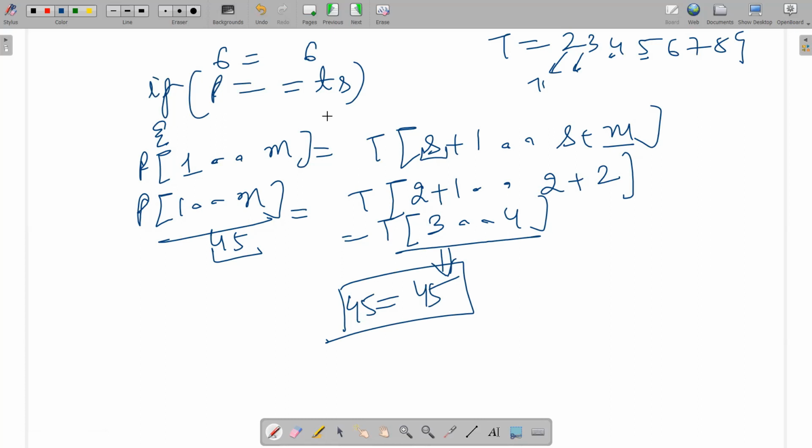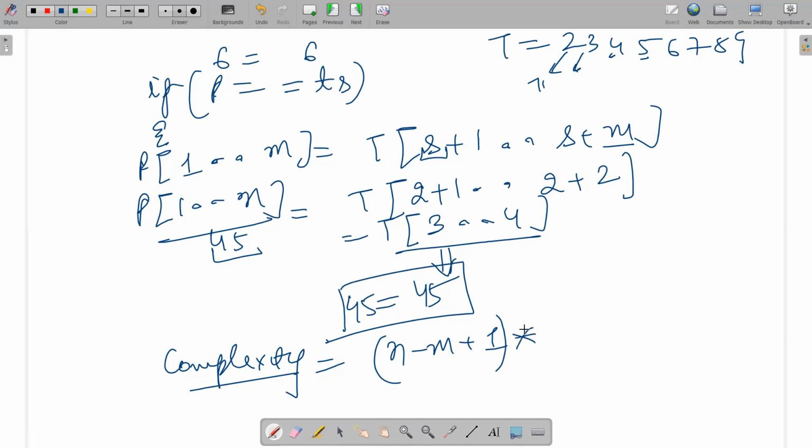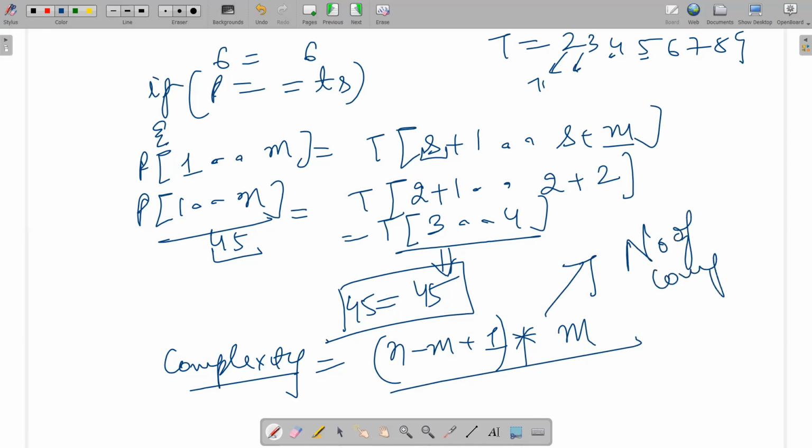So this is the algorithm of Rabin Karp. Now, if I want to calculate the complexity of it, again, guys, the complexity would be the same. So the complexity is again going to be n minus m plus 1, that would be the number of shifts, multiplied with m. That would be the complexity. But what is the difference between Rabin Karp and this? The difference is the number of comparisons.